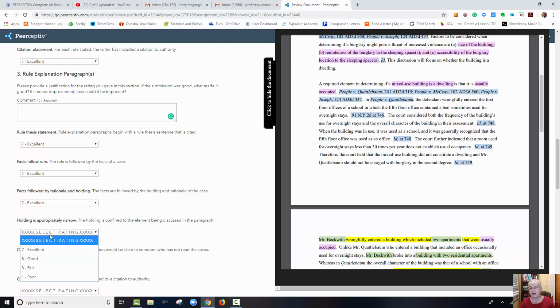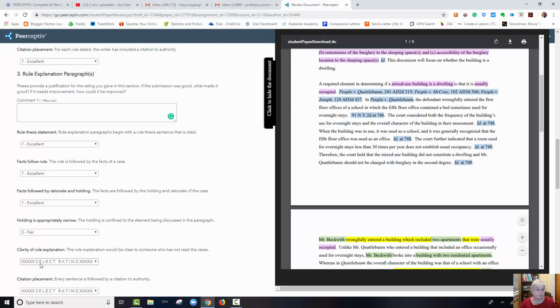The topic of this paragraph is whether it was usually occupied overnight. So the conclusion should state whether the court held that this was usually occupied overnight, and that's not included in that statement at all. So I would go with fair on that one, because even though it does give the holding in the right place, and it doesn't focus on something wildly different like intent to commit a crime or another element, it doesn't zero down into usual occupation. It stays at a higher level of abstraction, talking about whether it was a dwelling, whether it was burglary in the second degree. So I would give that one a fair.